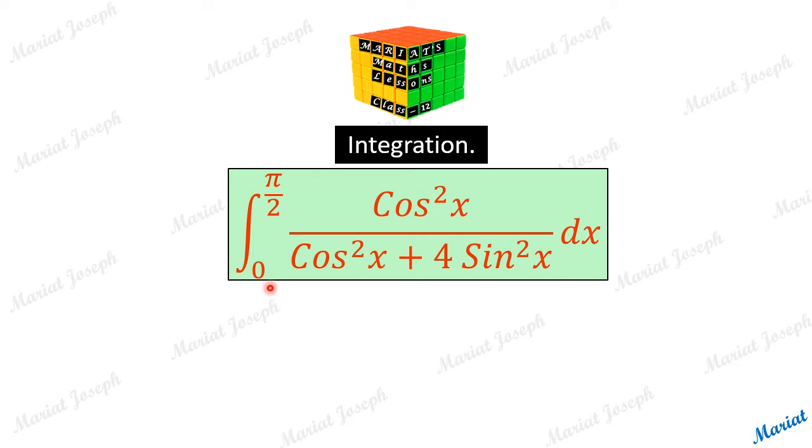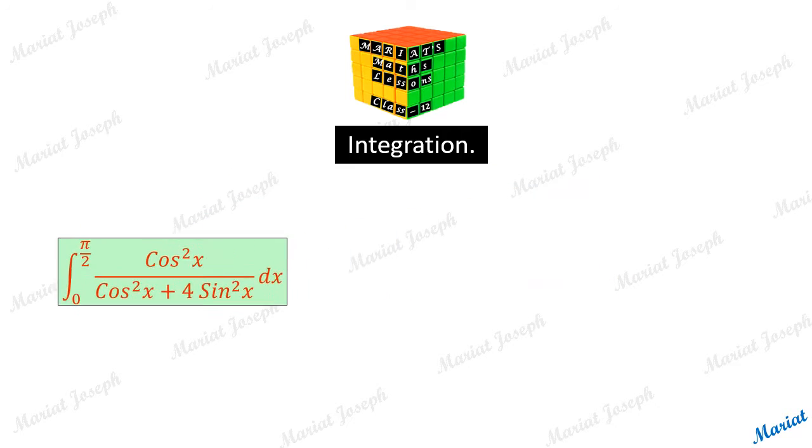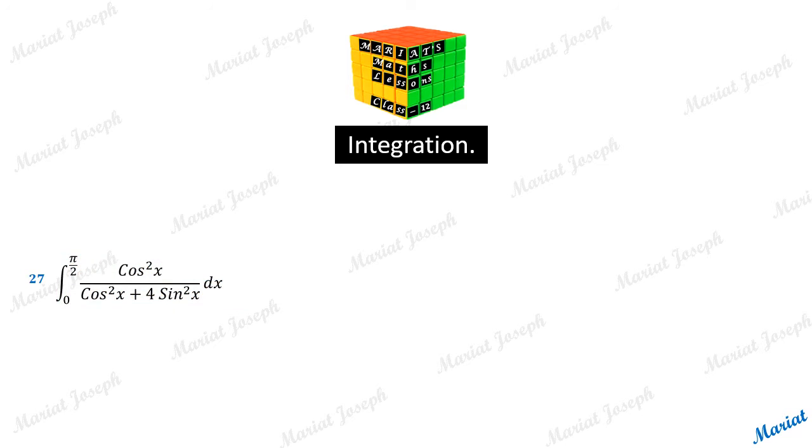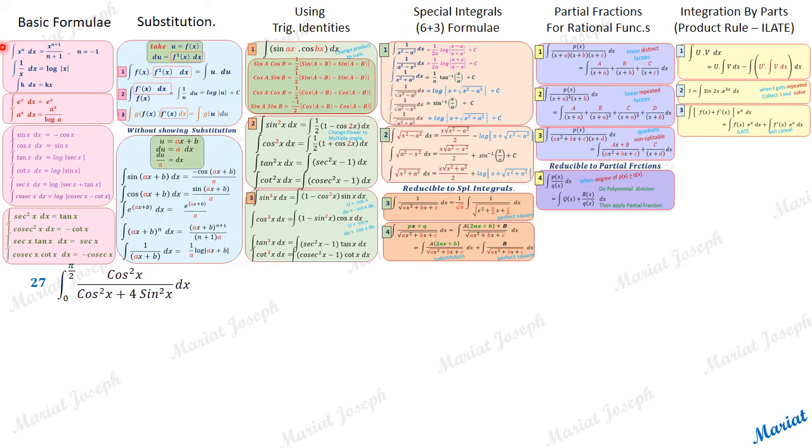Evaluate the definite integral from 0 to pi by 2 of cos square x upon cos square x plus 4 sin square x with respect to x. With reference to these various types, let's now try to integrate this new function.